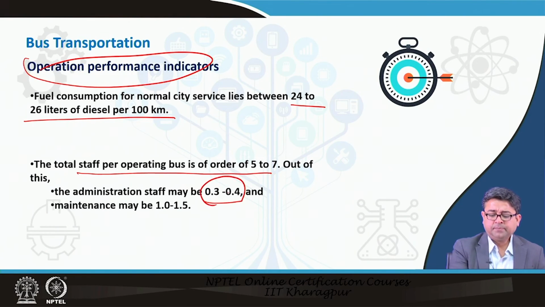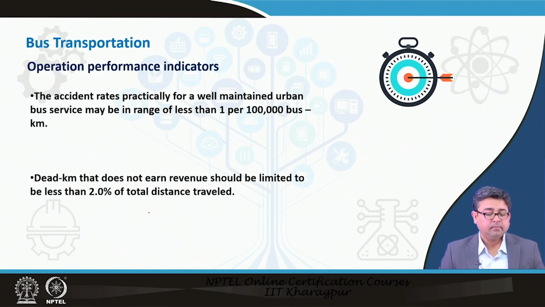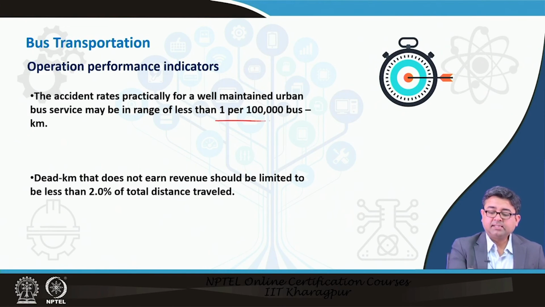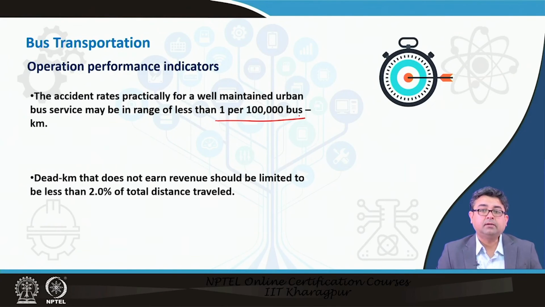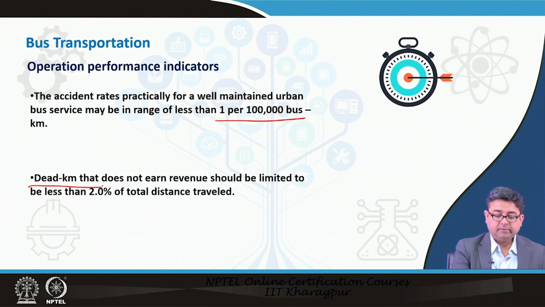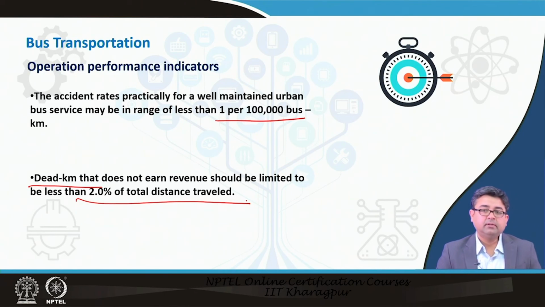It is usually said that administrative staff should be only around 0.3 to 0.4 per operating bus. That means for almost two buses you can have one administrative staff, whereas maintenance staff you have to have a bit more, 1 to 1.5. The accident rates are usually very low for buses, usually 1 accident per 100,000 bus kilometers. That is why bus is one of the safest modes to travel. Also, the dead kilometers should be very much less than 2% of the total distance travelled. Remember, dead kilometers are the kilometers that the bus runs when there are no passengers on the bus.